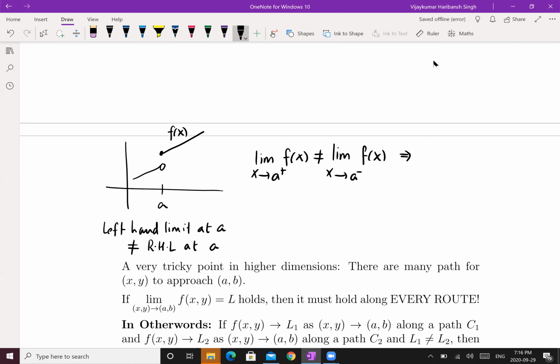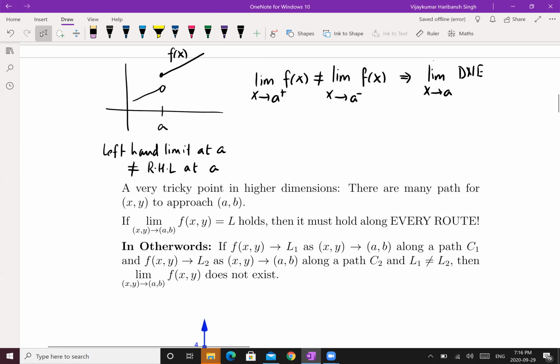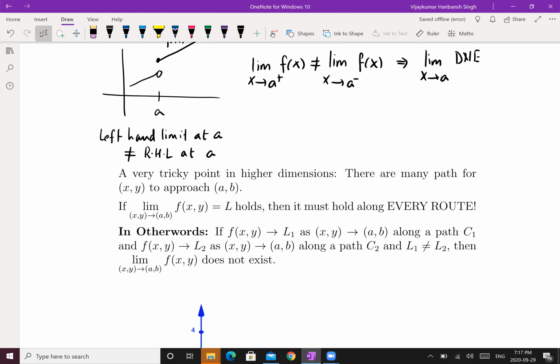Therefore, this implies the limit as x goes to a does not exist. So there were only two sides to approach a point, but in a function of two variables, it's slightly tricky. Why? Because you are looking at a point (a, b). So a is here, b is here. So you're at point (a, b).